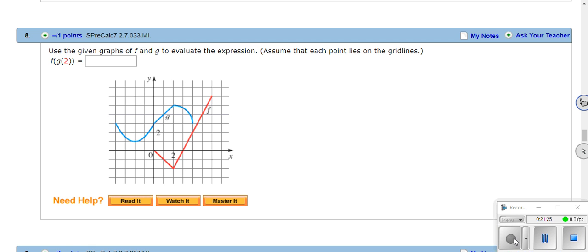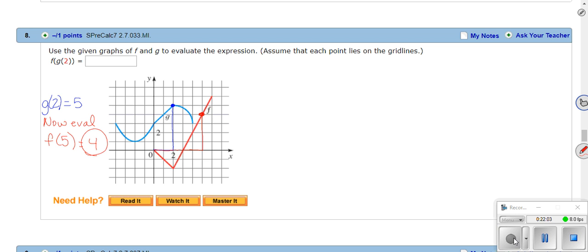So g of 2 equals what? If I put in 2, I get out a 5. So now we are evaluating f of 5. So now we go over to 2, 3, 4, 5, over to 5, and up to where it is. What's f of 5? 4. That would be your final answer.